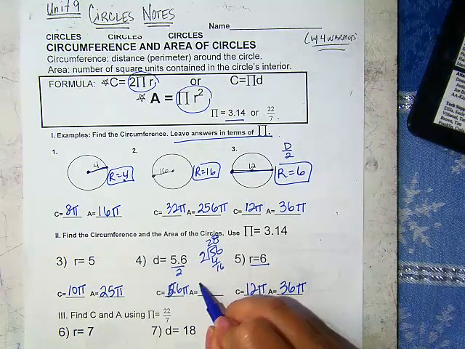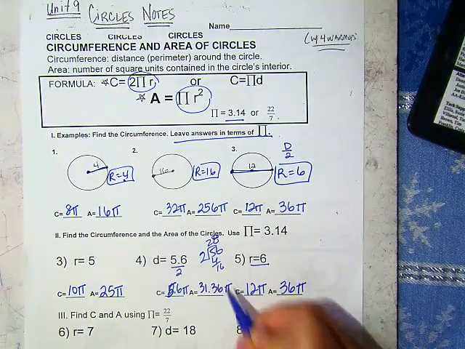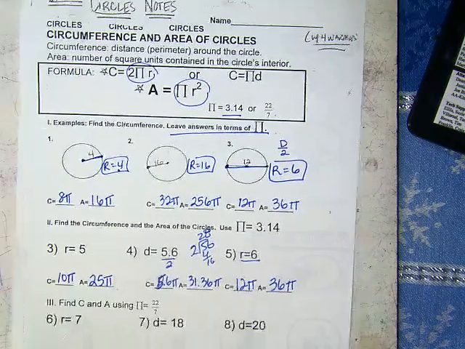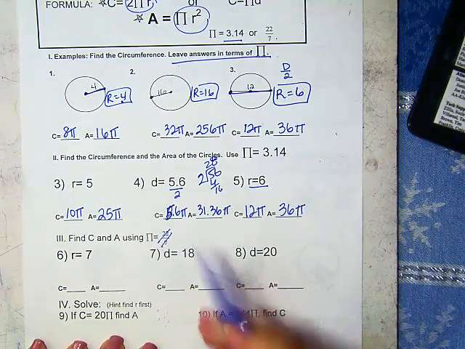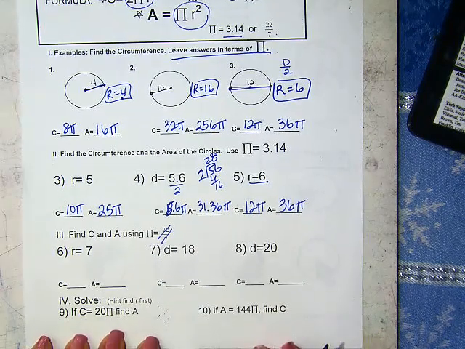Sorry, so this one is 31.36 pi. So you can get decimals in math and it's okay, right? Those are the same. We're not going to use this. We're just going to leave it in terms of pi. I'm kind of condensing the notes a little bit.